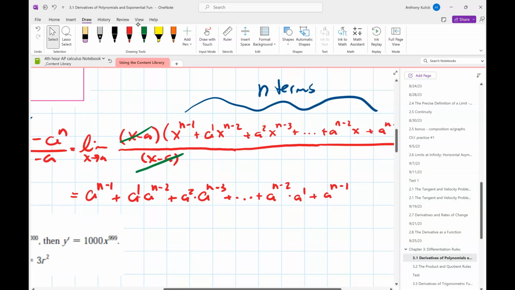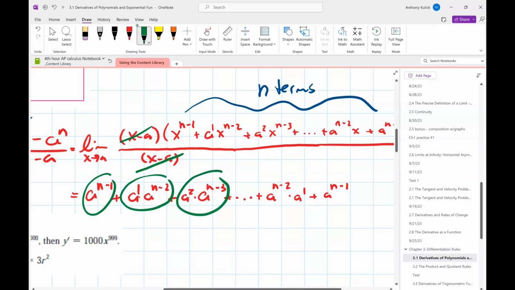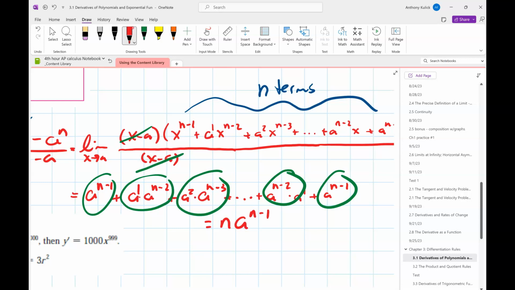What do you notice that each of these terms comes out to be? They're all a to the n minus 1, right? And how many of them do we have? N of them. So I have n times a to the n minus 1. That's our proof.